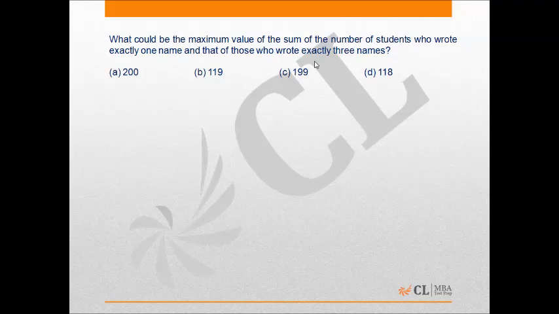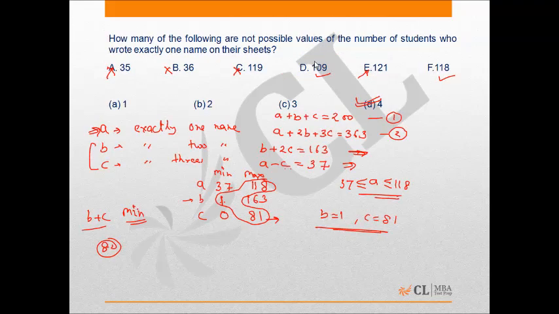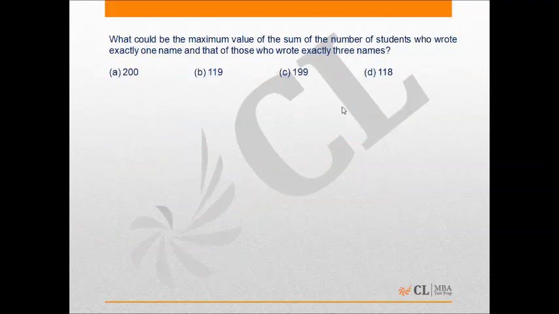Third question is asking me what could be the maximum value of the sum of the numbers who wrote exactly one name and those who wrote exactly 3 names. So check the data again. Exactly one name is nothing but A, and the maximum value of A is 118. Maximum value of C, all 3, is 81, so the sum is nothing but 199. So for this question, the correct answer is option C.